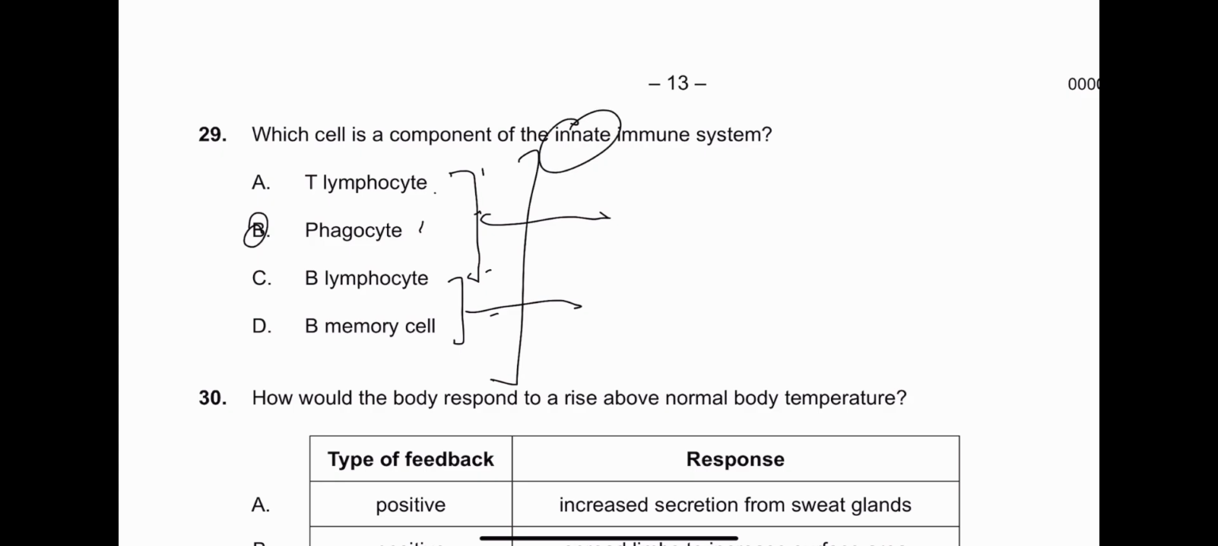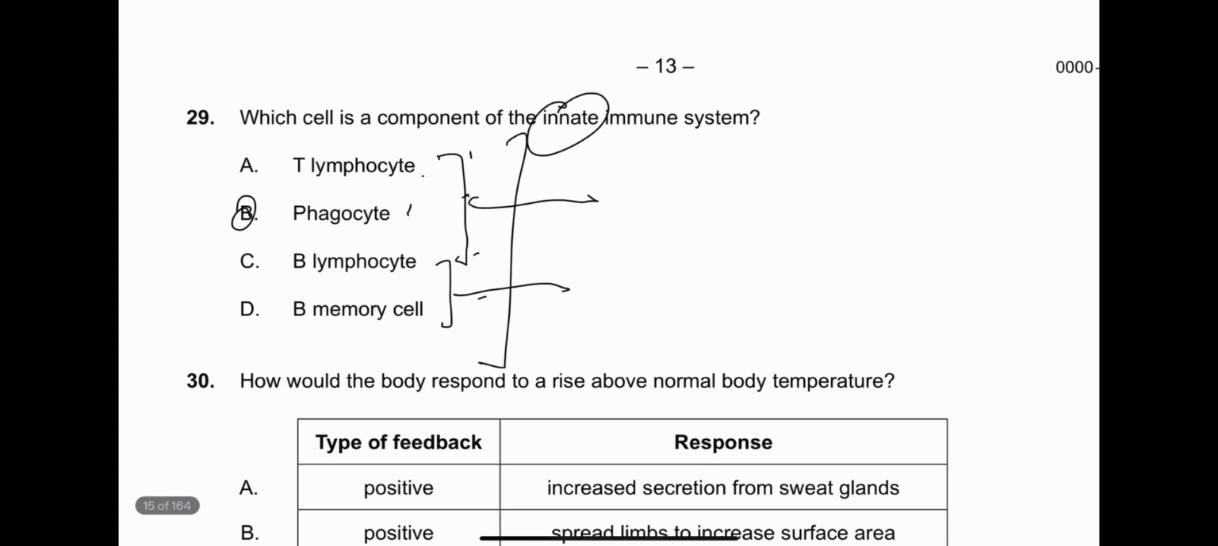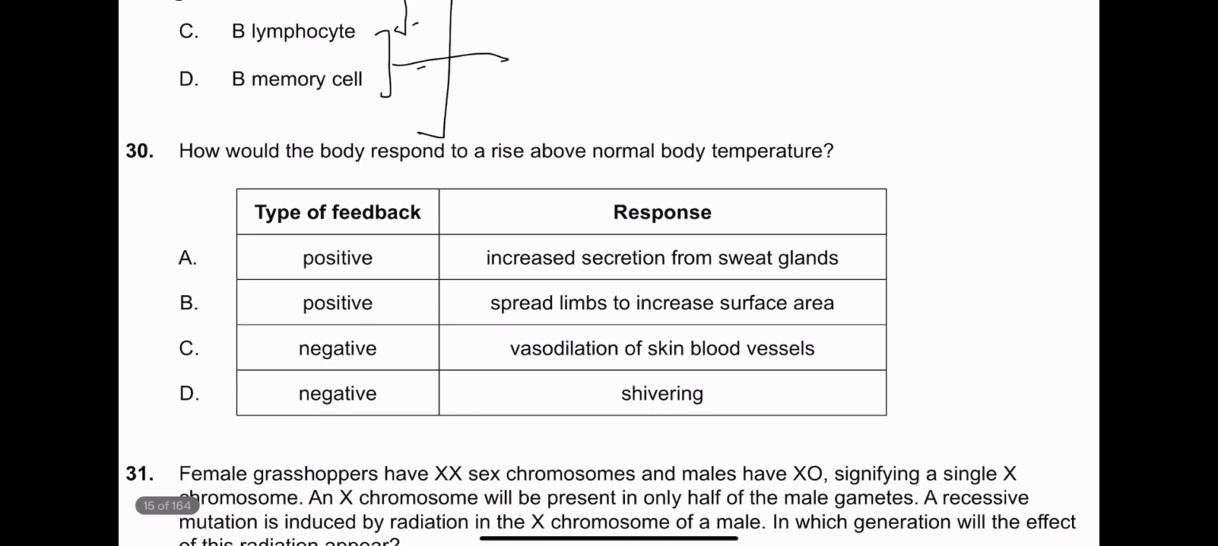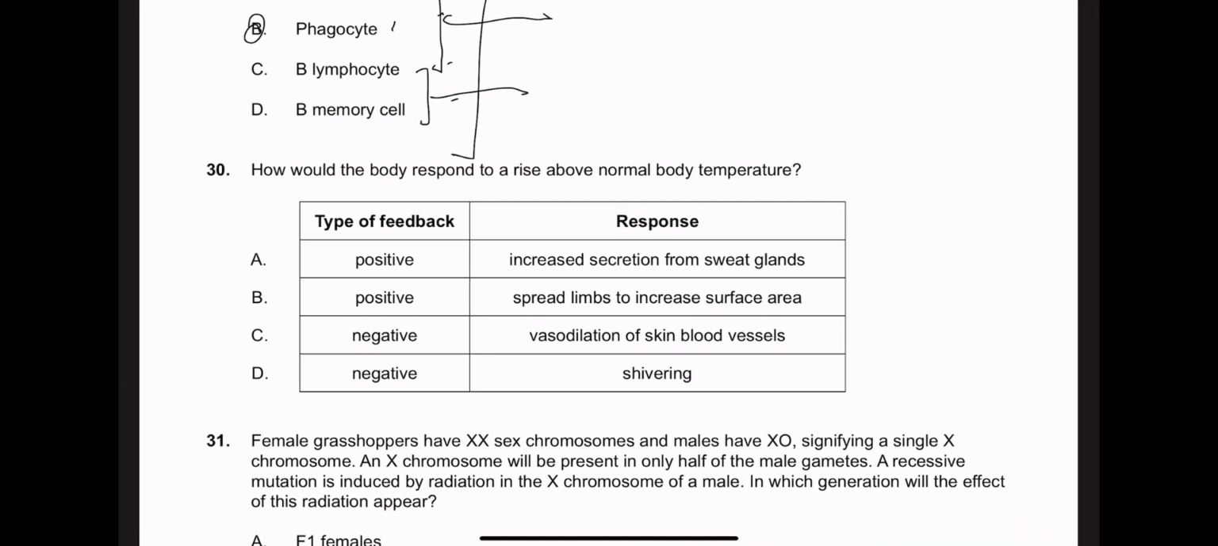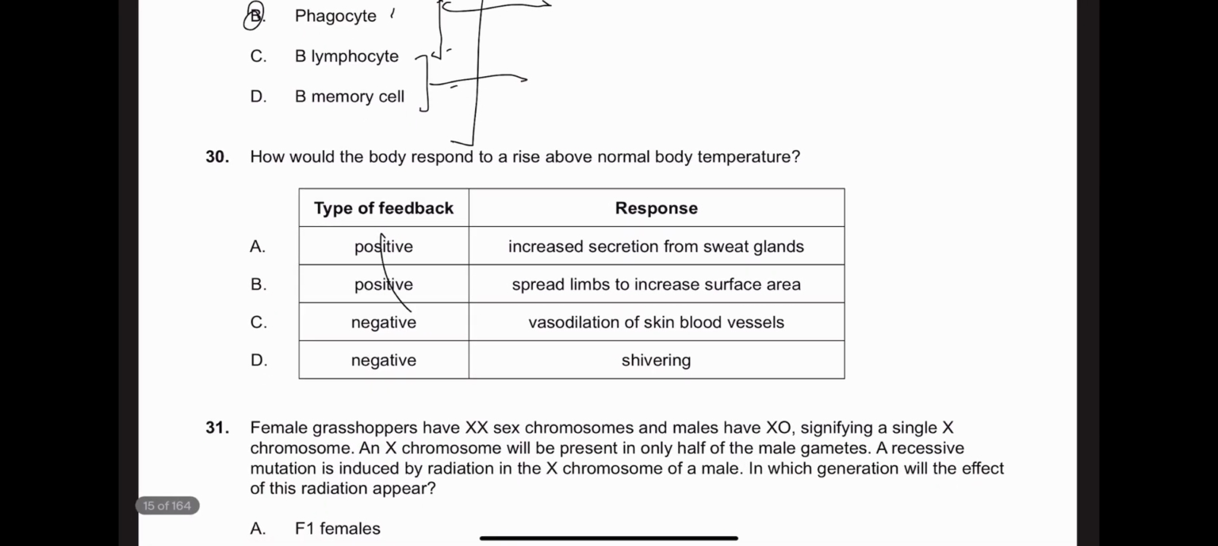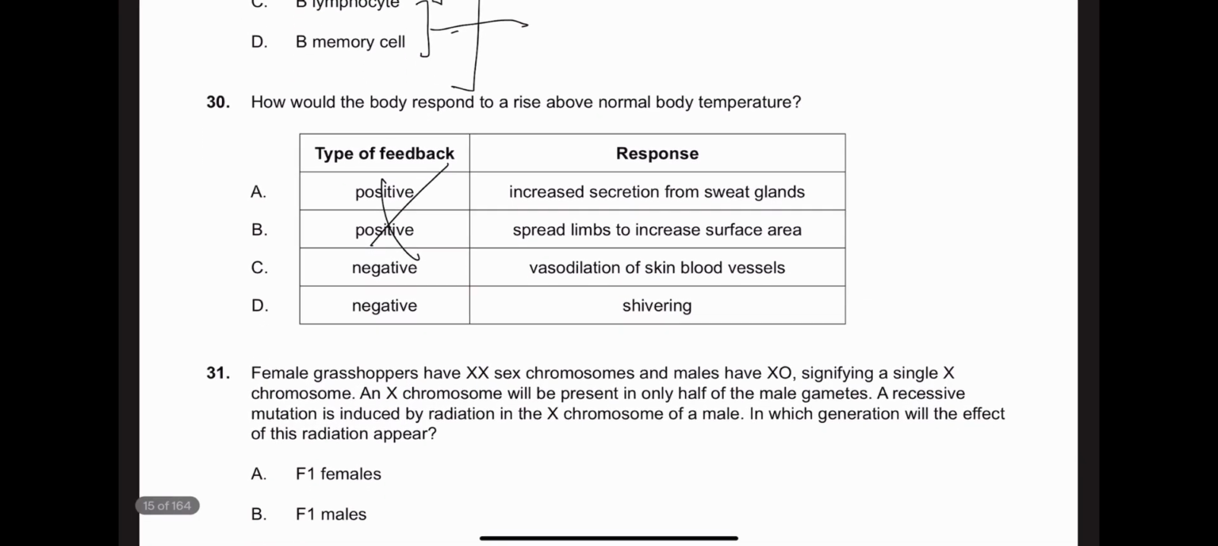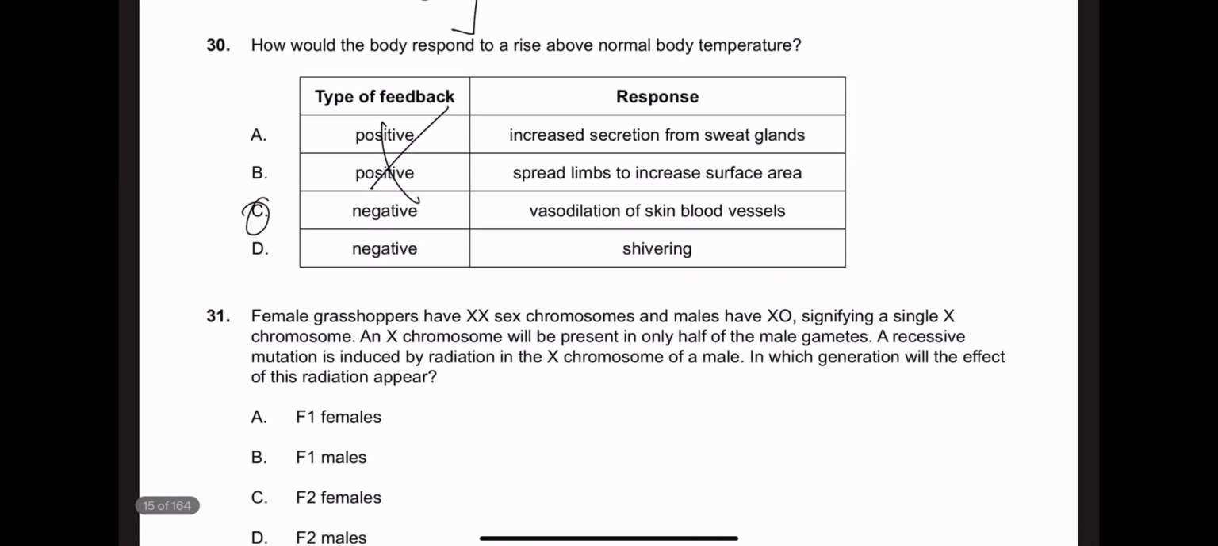Another way you could know it is just by knowing about the innate immune system. I'm just offering a way you could solve this question without knowing it. How would the body respond to a rise above normal temperature? We know it's going to be negative feedback when body temperature is above normal. Negative feedback: vasodilation of skin blood vessels, yes. D says shivering. Have you ever shivered in the desert? I don't think so.